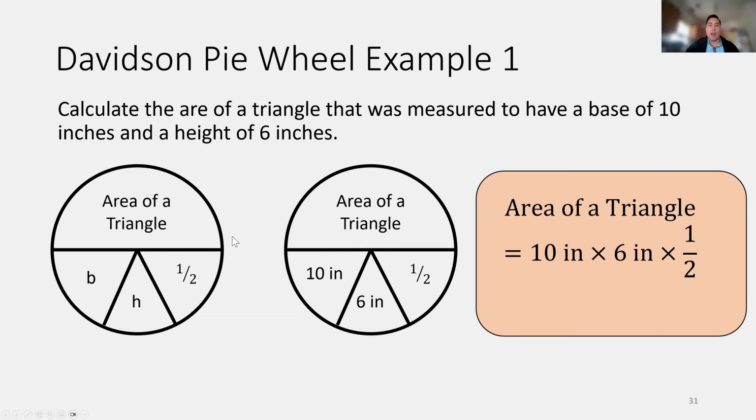So, like we said, the top half is equal to the 10 inches times the 6 inches times the 1/2, aka the top half of the pie is equal to the three sections of the pie on the bottom half. And so we would multiply those together to equal 30 inches squared.